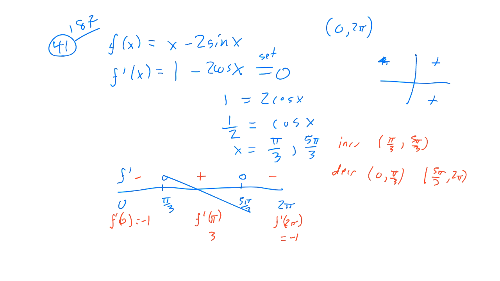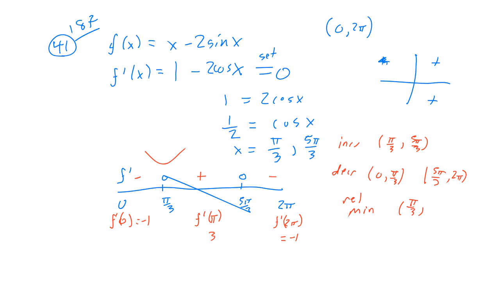And let's talk about what's happening at the critical numbers. At pi over 3, am I looking at a relative maximum or a relative minimum? A relative minimum? That's right, because the derivative is changing from negative to positive, which means the function is decreasing and then increasing. So I have a relative min at pi over 3.